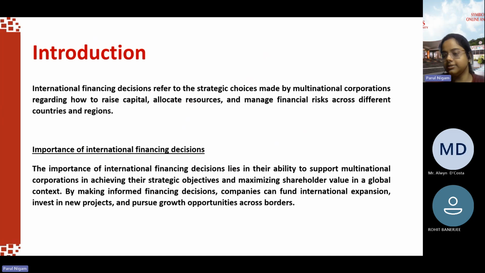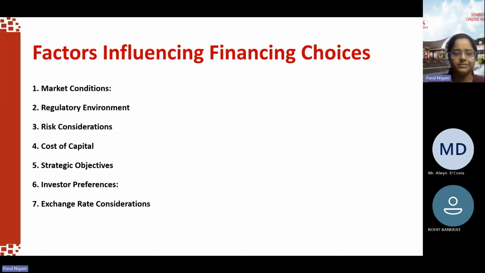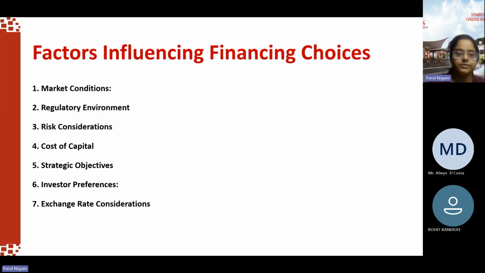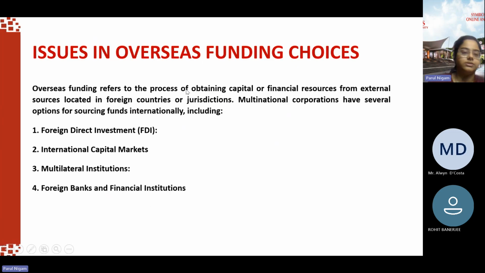With this, today's discussion is done. We'll quickly run through the slides and see what we have done. We have understood the importance of international financing decisions and the factors which influence them: market conditions, regulatory environment, risk considerations, cost of capital, strategic objectives, investor preferences, and exchange rate considerations.